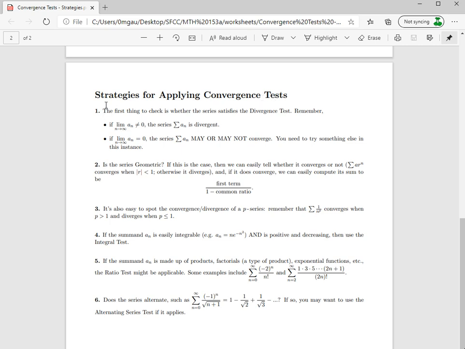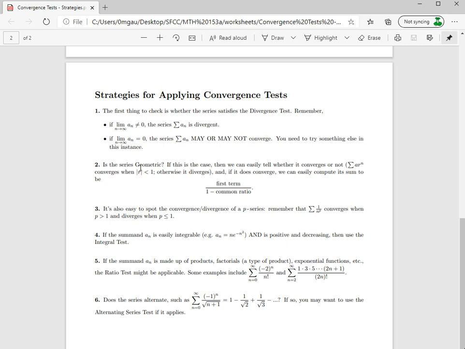So the first thing to check, which is usually pretty easy to check, is whether or not the series satisfies the divergence test. Remember that if the nth term a sub n does not approach 0 as n approaches infinity, then we're done. In that case, the series is divergent. Now if it is the case that a sub n approaches 0, then the series may or may not converge. That's where we need to try something else. In other words, use another convergence test.